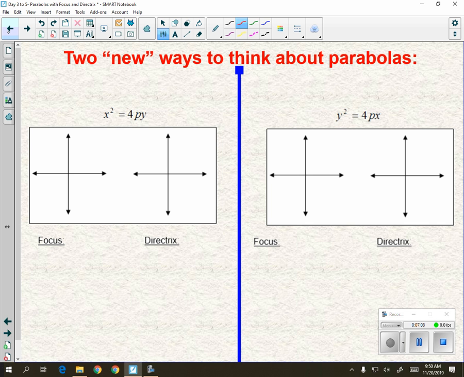Now when you have x squared equals 4py, you actually have to remember this. So make a note that you have to memorize it, because it is not on your reference sheet.